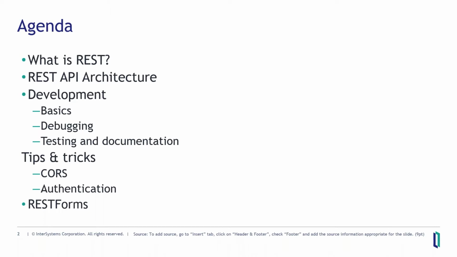Next, we'll talk about development. We'll cover all stages of development: debugging, testing, documentation, what tools there are, what tricks there are. Next, we'll talk about some challenging topics, such as cross-origin resource sharing and authentication. And finally, I'll show you an example of a REST API in the form of a REST forms project.